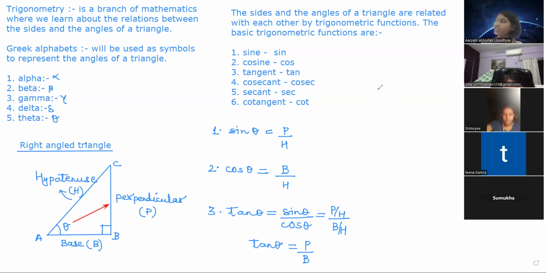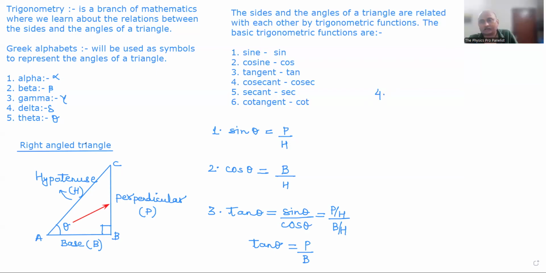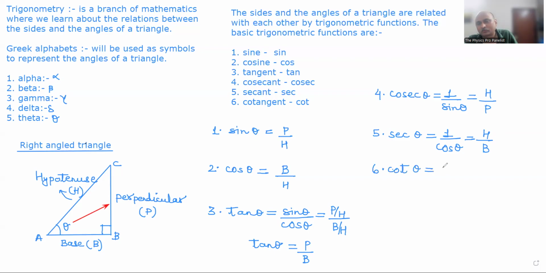Right? Then comes the fourth function, cosec theta, which is 1 upon sine theta, and this is h upon p. Fifth is sec theta, which is 1 upon cos theta. You can see the fourth, fifth, and sixth one, all of them are inverse of the first three, right? So it is easy to remember. इसमें कोई प्रॉब्लम नहीं होगी आप लोगों को. So this is b by p. This is how they are related.